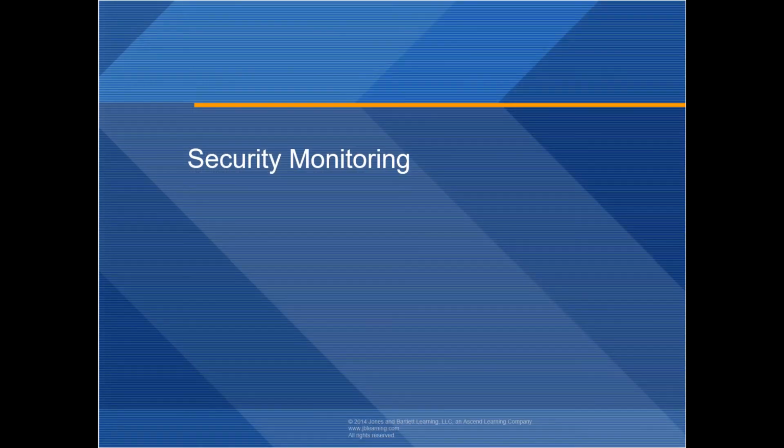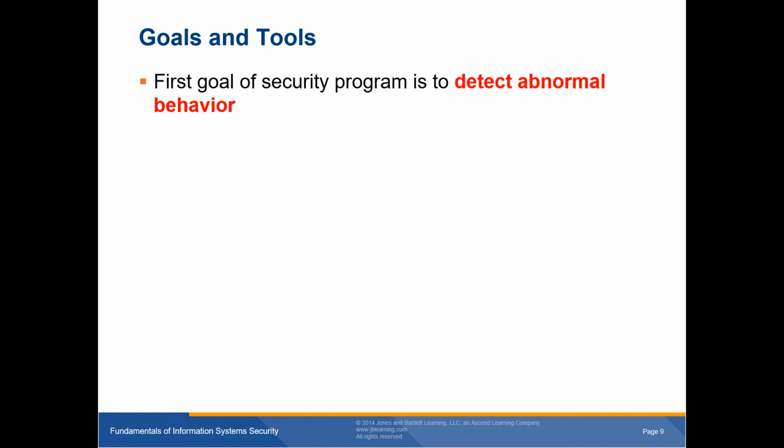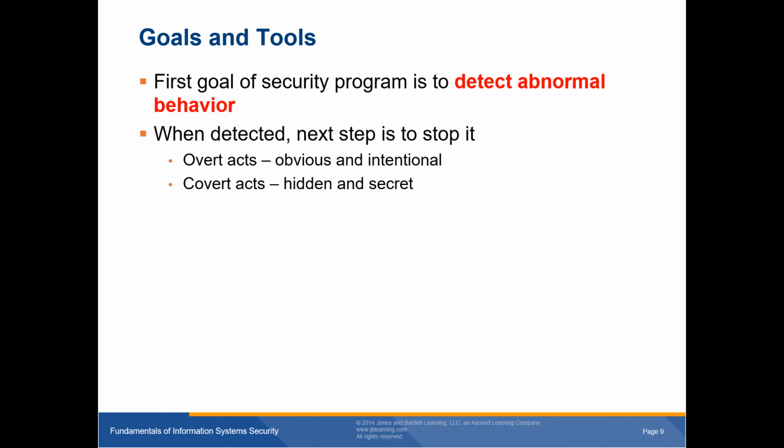So we'll talk about security monitoring goals and tools. The first goal of the security program is to detect abnormal behavior. When detected, the next step is to stop it. Overt acts are obvious and intentional. Covert acts are hidden and secret.